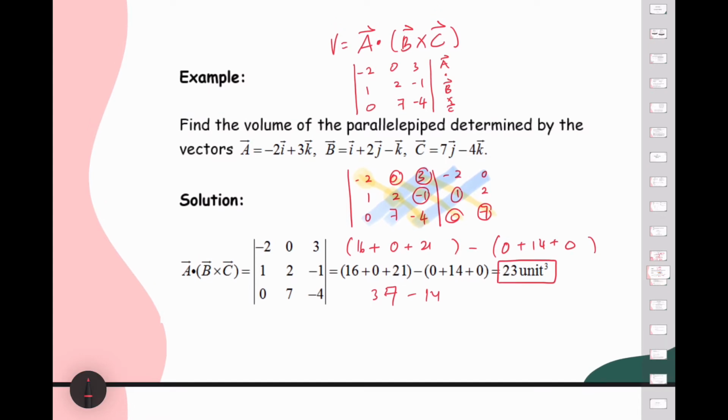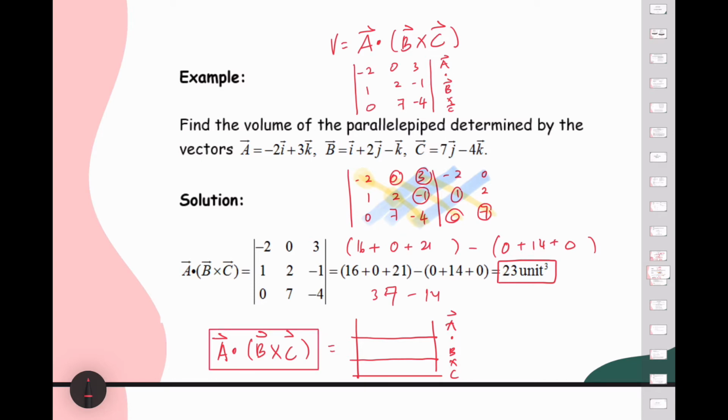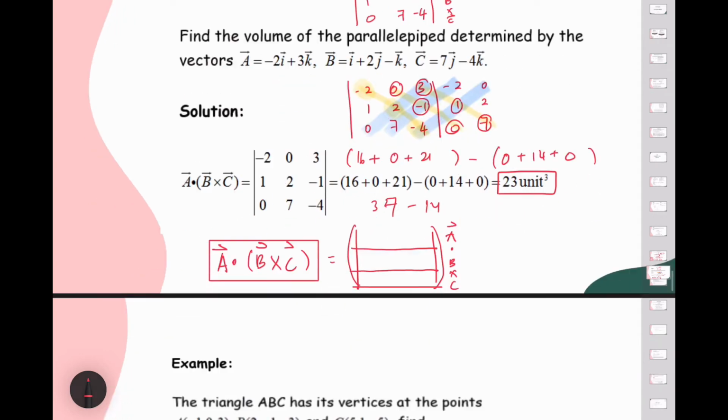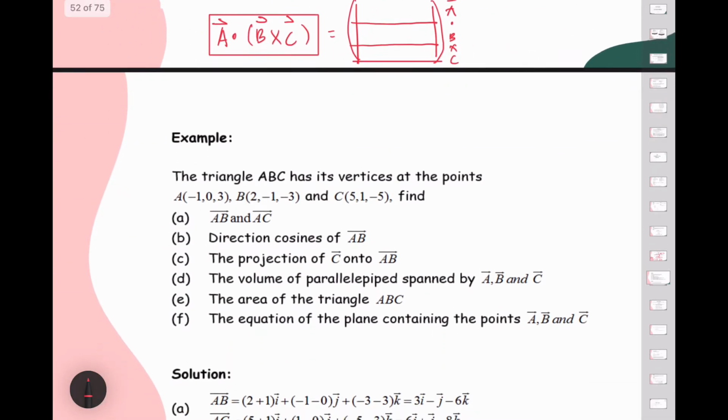Because we have learned before, the scalar triple product, okay, if you have A dot B cross C, this one is actually the determinant of A. The first row will be A dot B cross C. So the first row will be the element of A, the element of B, and the element of C. So if you want to find what is the A dot B cross C, you just need to find the determinant of this element. Okay, so this one is for finding the volume of parallelepiped, one of the applications of the scalar triple product.